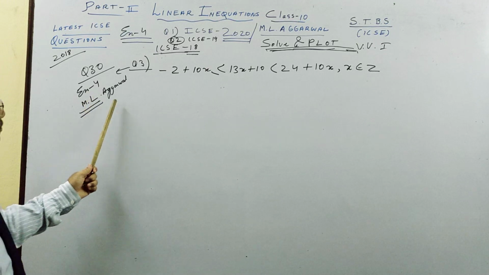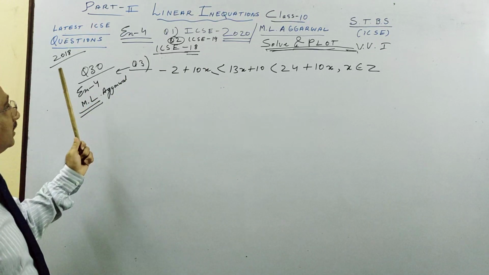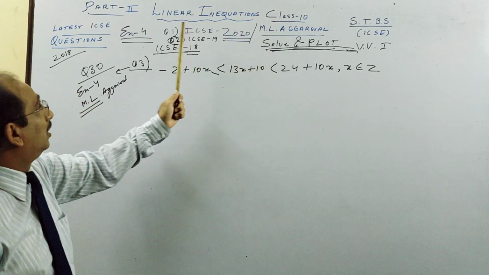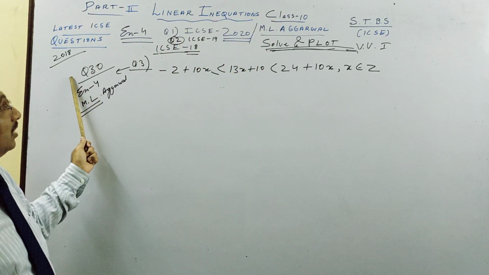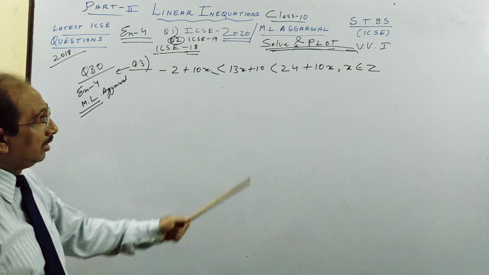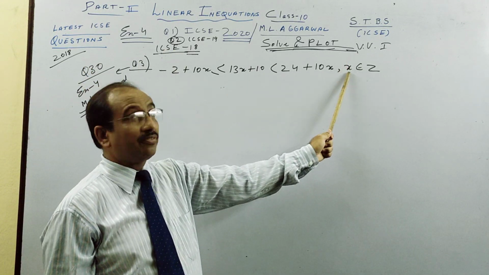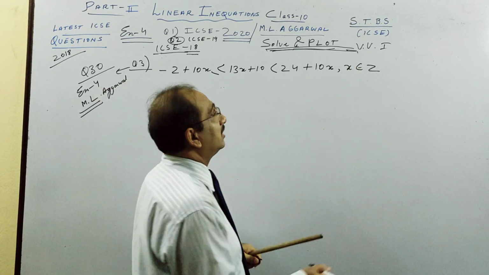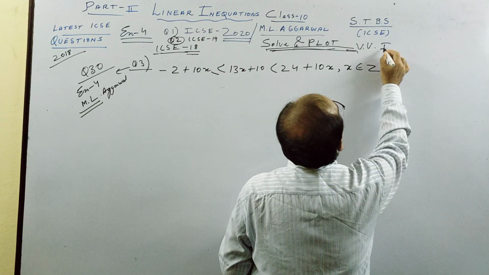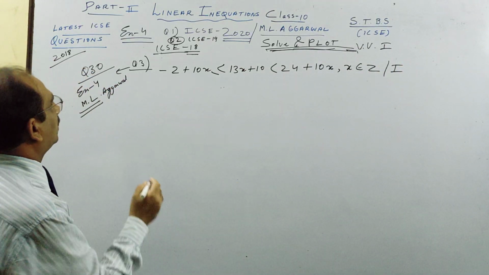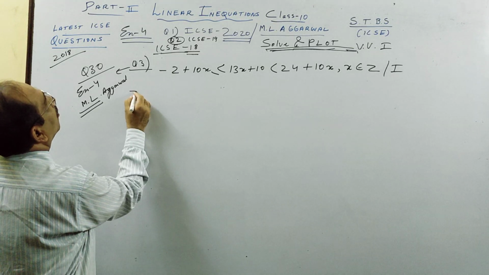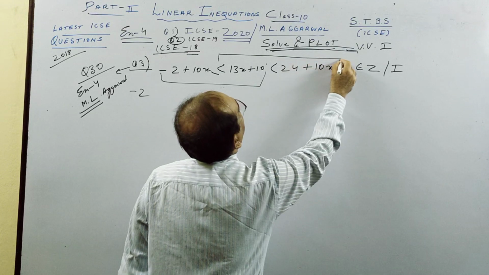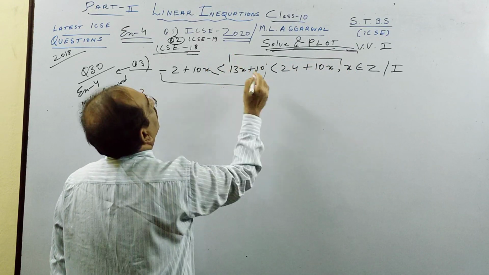So here we start today's question 3, which is actually ICSE 2018, and if you are following ML Aggarwal's book, exercise 4, question 30 is 2018. Remember this replacement set where we will take the solution, the solution set is from integers, Z or I. Okay, so left side as I told you we start. These two we take first, then these two we take. Okay, from here you take and here.